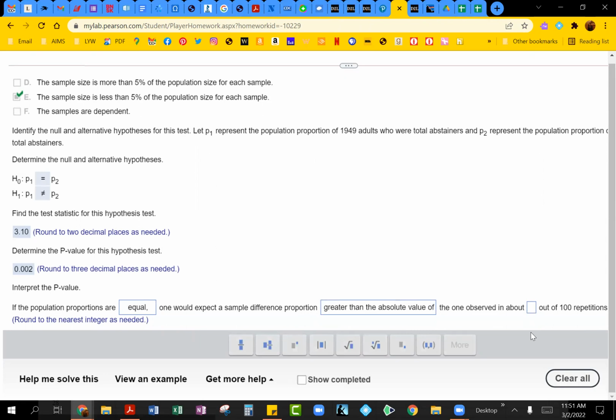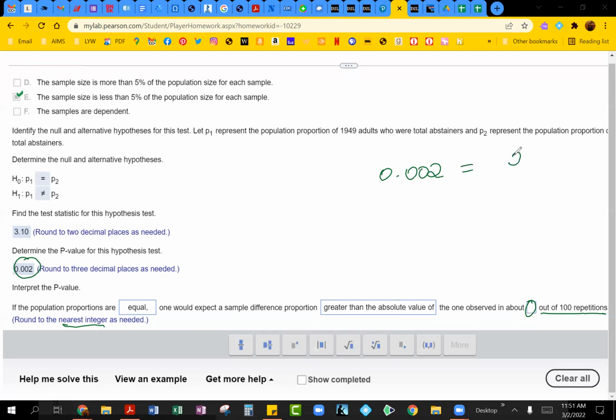and this is where your p-value is going to come into play, because you can see they're talking about, I'm going to put some number over here, which will be rounded to the nearest integer. So we're saying it's going to be greater than the absolute value of the one observed in about blank out of 100 repetitions.